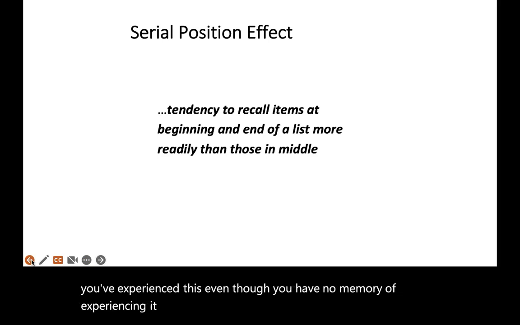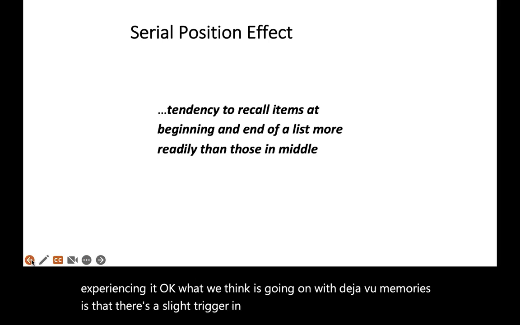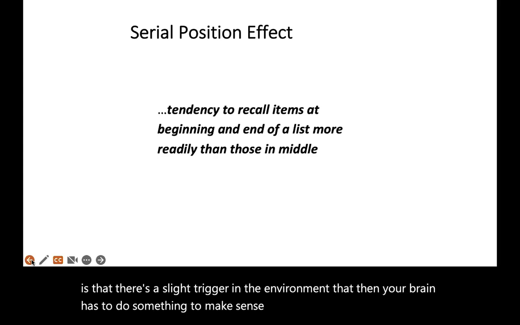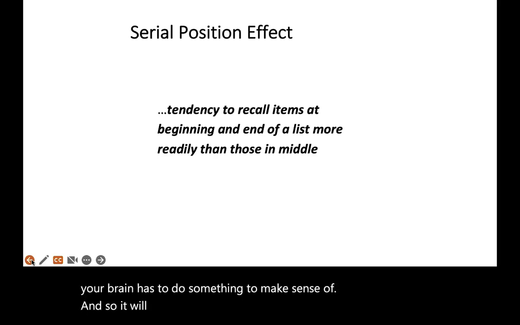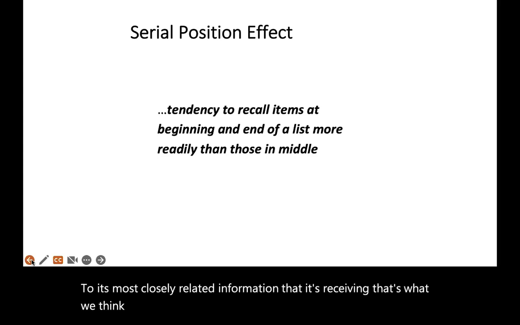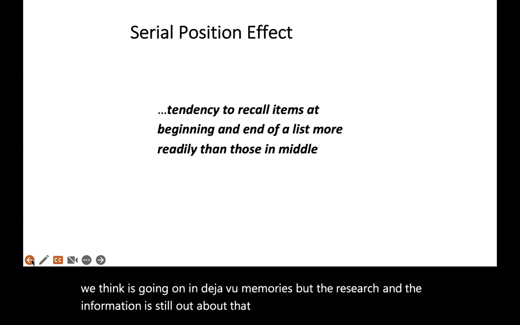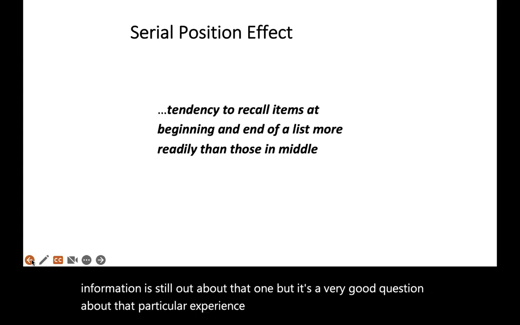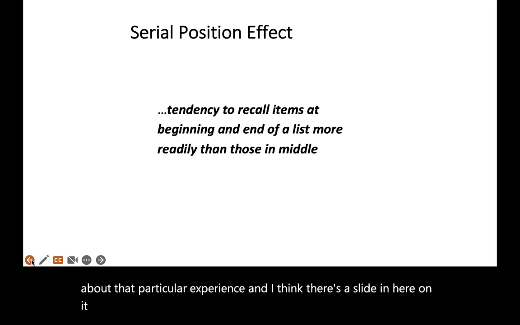What we think is going on with deja vu memories is that there's a slight trigger in the environment that your brain has to do something to make sense of. And so it will create a memory from the most closely related information that it's receiving. That's what we think is going on in deja vu memories, but the research is still out on that one. But it's a very good question about that particular experience. And I think there's a slide in here on it that I'll try and find for Wednesday.